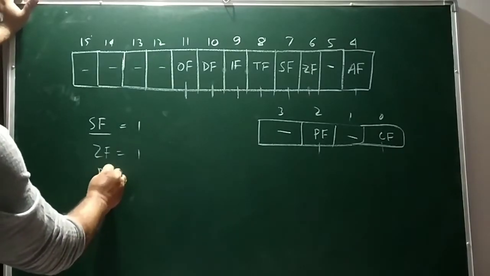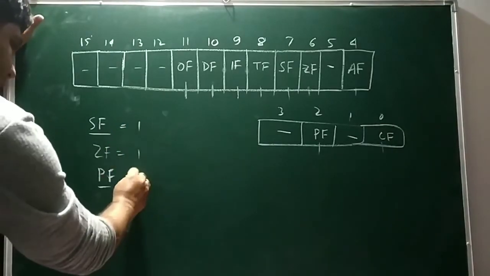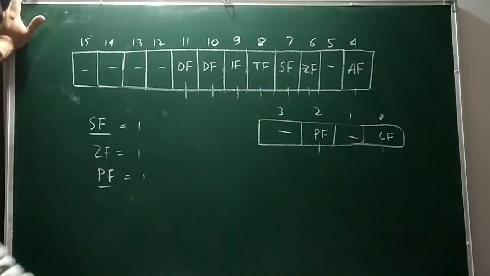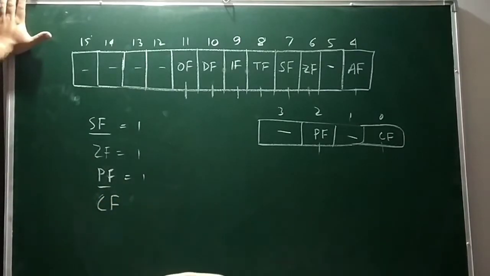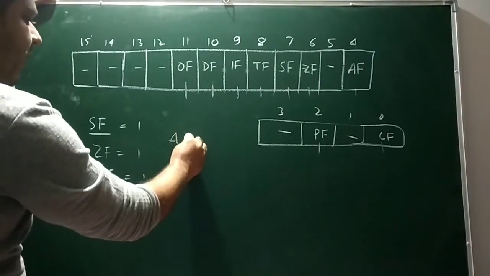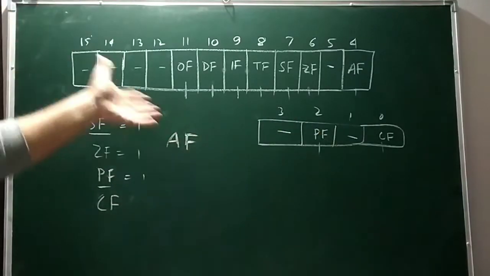Then parity flag, PF is parity flag. So parity flag is set to 1 if the lower byte of the result contains an even number of ones. Then carry flag, CF. So CF is set when there is a carry out of MSB in case of addition or a borrow in case of subtraction. Fine. And auxiliary carry flag, ACF or AF.